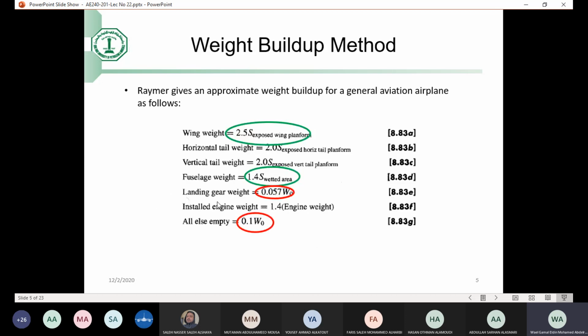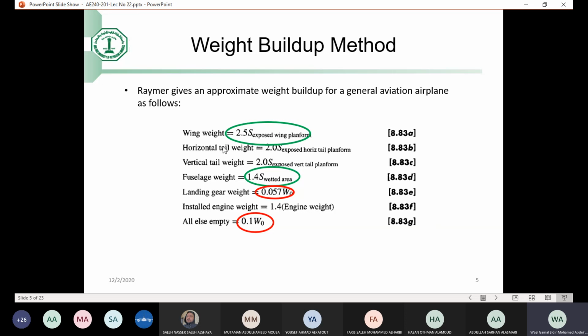But then comes some tricky parts. The landing gear weight is about 5.7% of the total weight. The installed engine is 1.4 times the engine weight. All else empty is 0.1%. What do we mean by all else empty? All the smaller items that we didn't mention here. For example, the hydraulic system, the air conditioning, the panels, the controls, all these small things. They are estimated as like 10% of the total weight.